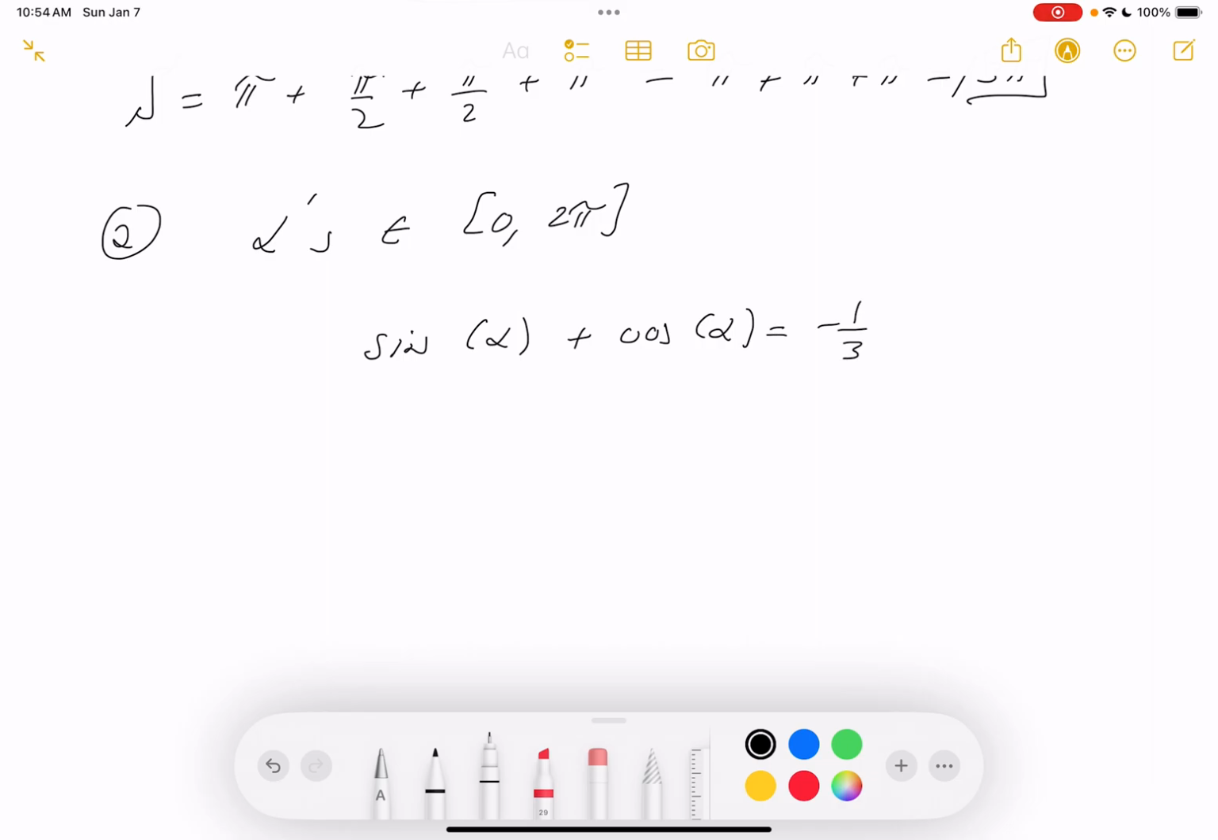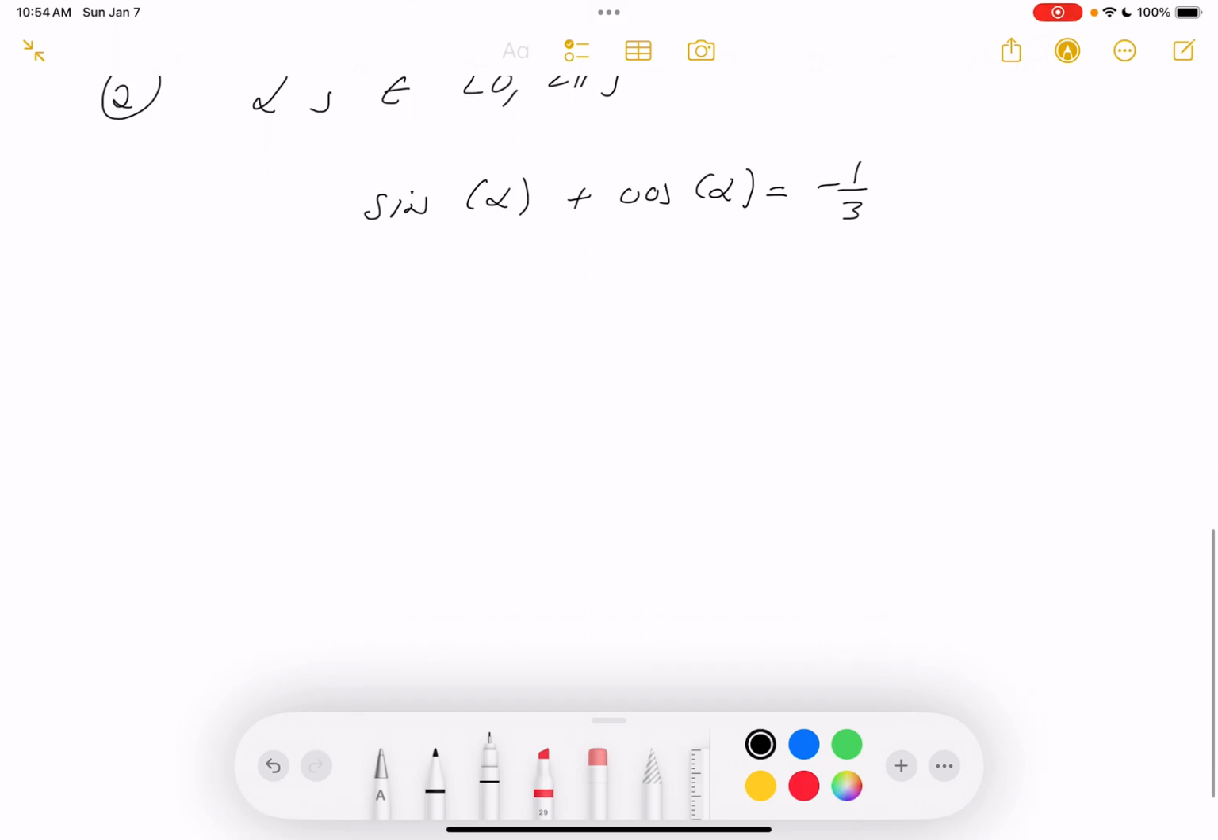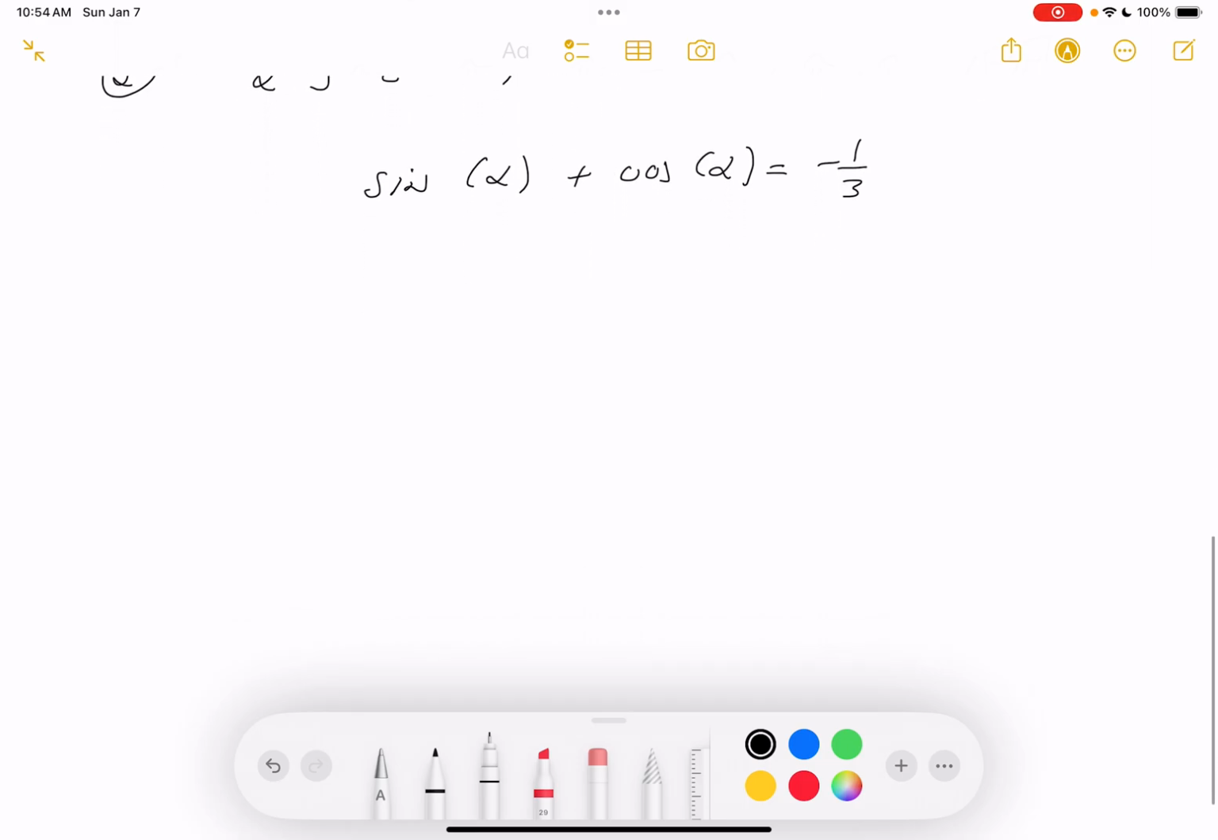Now, one thing you could do to solve that, you want to get into one function, either sine or cosine. You could actually square both sides. But the problem with squaring is I'd have to check the solutions to make sure they're not extraneous. So there might be an easier way of doing it. What I'm going to do is recognize that this might have something to do with a pretty simple sum formula.